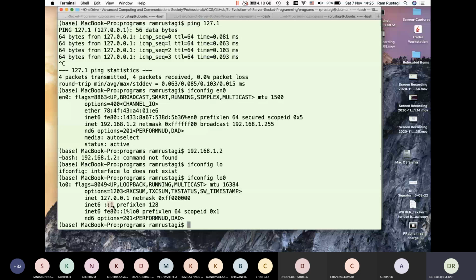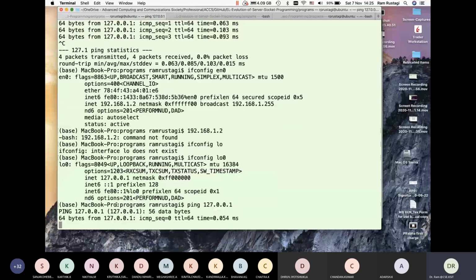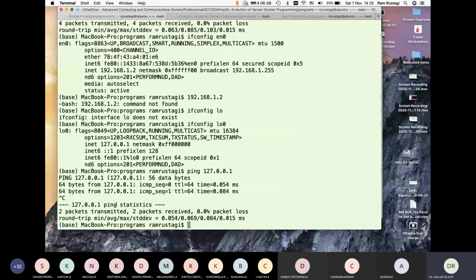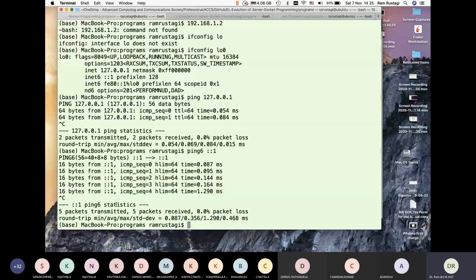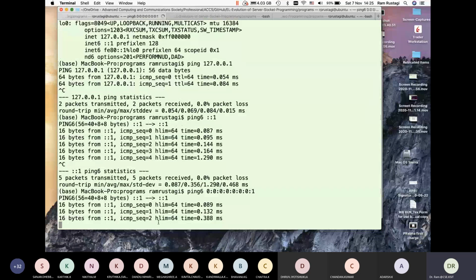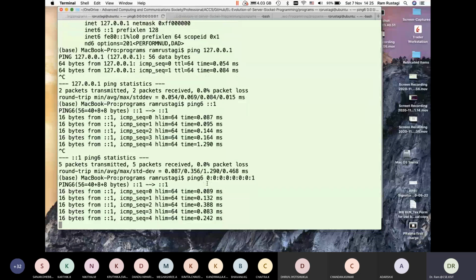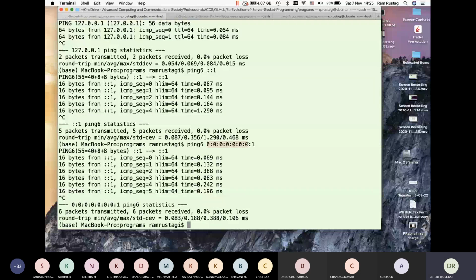Like we ping 127.0.0.1, it works fine. We can do ping 6, using IP version 6, and say double colon 1, and you get the answer. It is the same as writing 0 colon 0 colon 0 colon 1. Even this should work. It basically becomes the same, because all these 7 words of continuous zeros can be represented by a double colon and we are done.